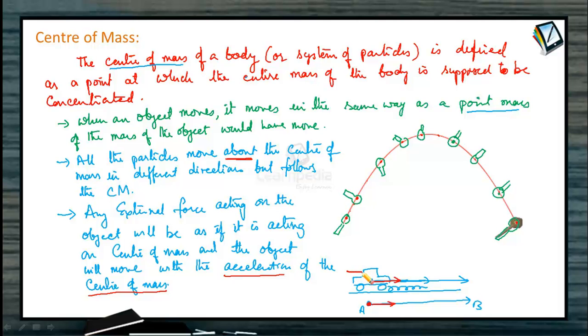The force can be applied on the body at any point, no problem. But it will go as if it is applied on the center of mass particle, and the center of mass particle moves from point A to point B. So anywhere the force is applied on the body will be as if it is applied on the center of mass particle. So we can call it a representative particle or a leader particle. This is the particle where the total mass of the body is supposed to be concentrated.